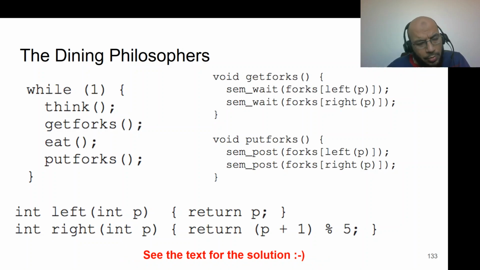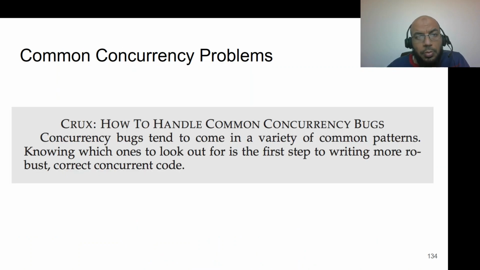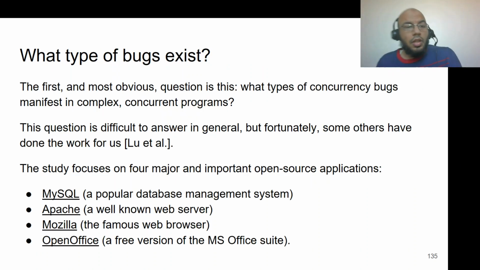The textbook has some solution, but this brings us to common concurrency problems and how to handle common concurrency bugs. Now, let us talk about a study that was done on 4 major and important open source projects: MySQL, Apache web server, Mozilla, the web browser, and OpenOffice. These are very large open source projects that some people thought, let us study them, and let us check what sorts of concurrent programming problems are there in their code.